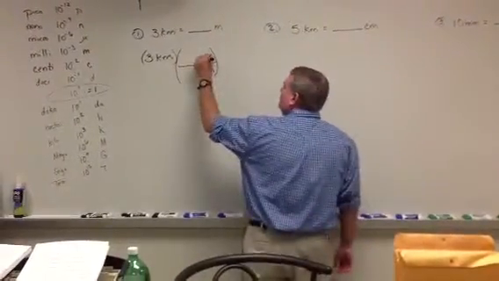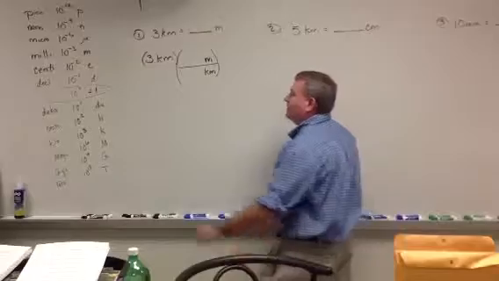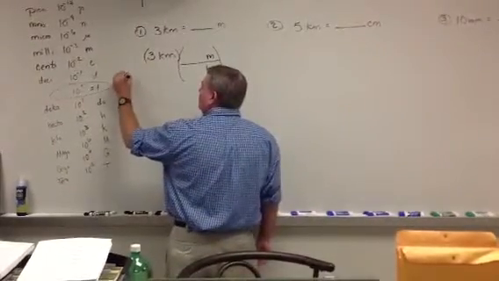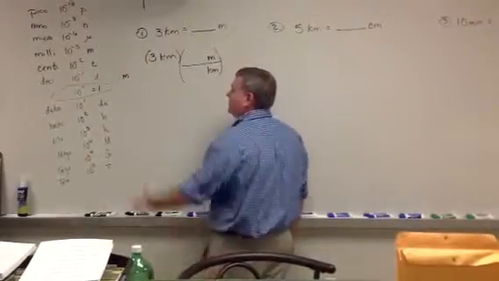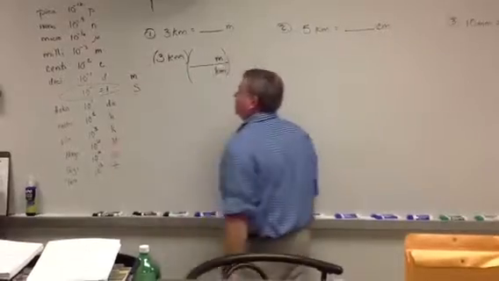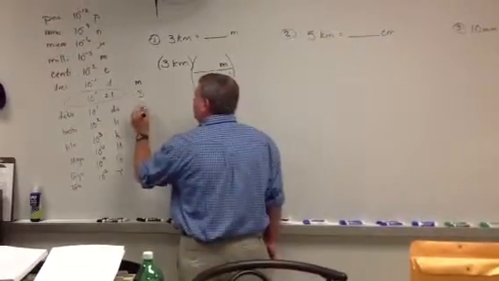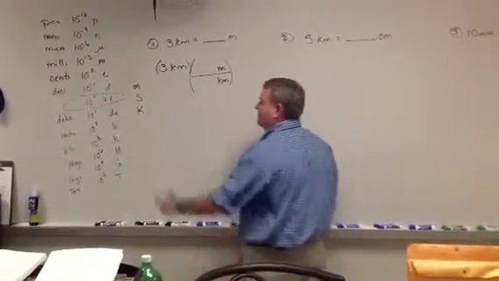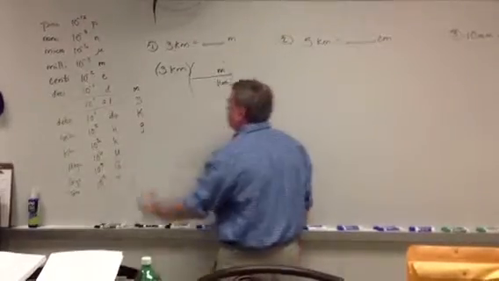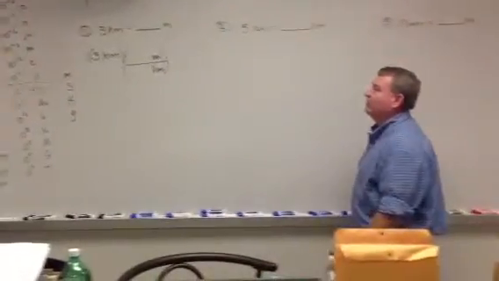The metric base unit in this problem is the meter, and we're mainly going to be working with distance. The base unit is the meter. For time, the base unit is the second. For temperature, the base unit is the Kelvin. For mass, the base unit is the gram. We're primarily going to be working with those.